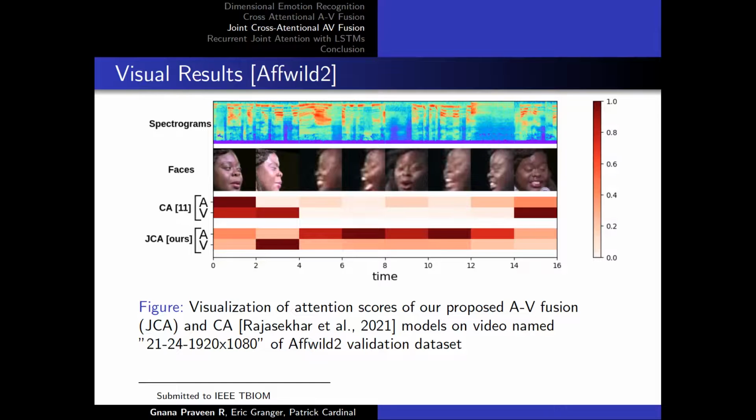For RECOLA, I did mean centering and bias correction, because you have some bias between the labels and predictions. But for AffWild2, I just did smoothing of the predictions, which means you take the predictions and do some kind of temporal smoothing so that you don't have sudden transitions. That's the only thing I did for AffWild2.